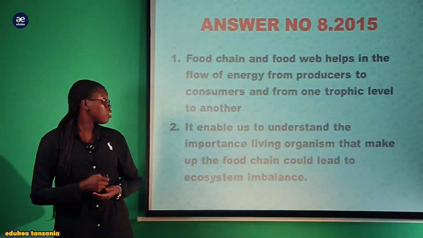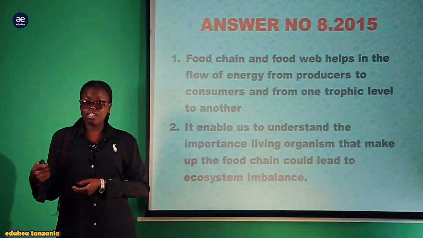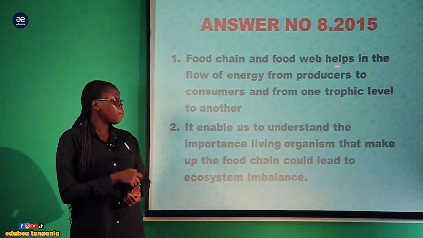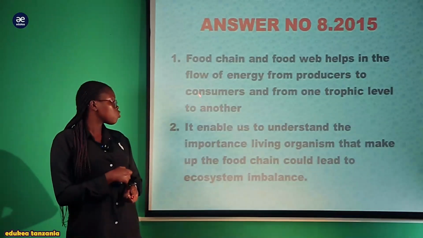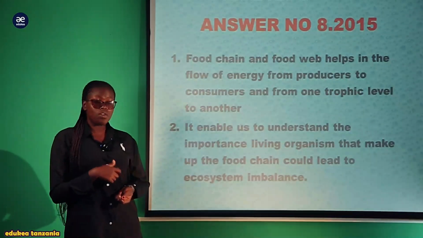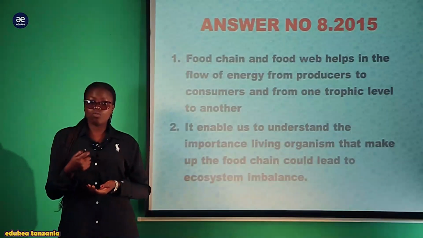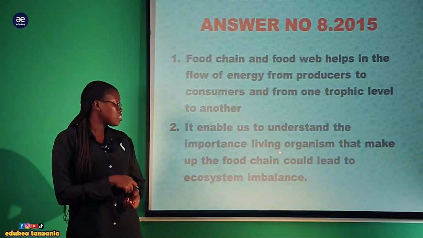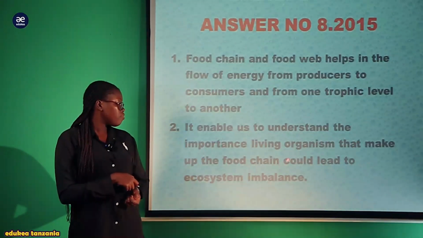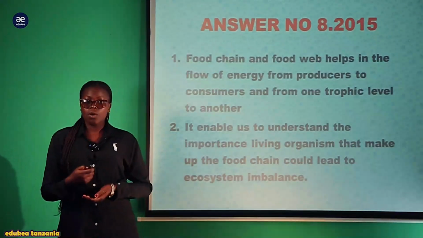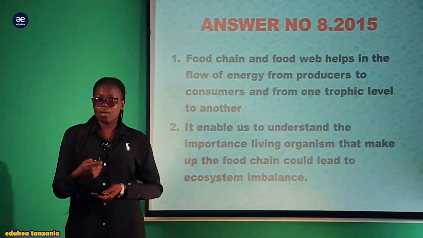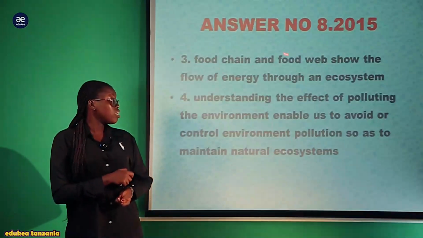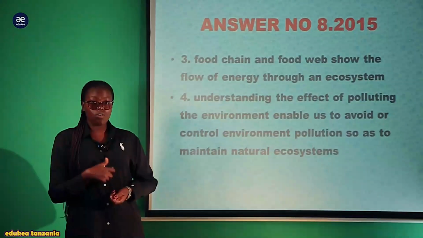Food chain na hii hapa feeding relationship katika ecosystem ni muhimu gani? Cha kwanza, the food chain and food web help in the flow of energy from producer to consumer and from one trophic level to another, kwa sababu katika survival na vile vile kuweza kuensure the stability in an ecosystem. Nyingine ni kwamba it enables us to understand the importance of living organisms, that make up the food chain could lead to ecosystem imbalance. Kwa hiyo unaweza kujua umuhimu wa kila organism aliyo katika mazingira, umuhimu wa kila biotic component aliyo katika mazingira. Another, food chain and food web show the flow of energy throughout the ecosystem.